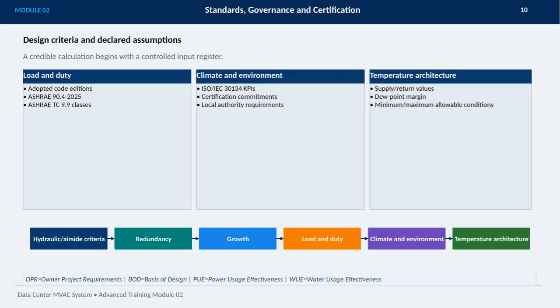In this module, we're focusing on the critical elements of standards, governance, and certification for data center MVAC systems. A credible calculation starts with a controlled input register, ensuring all design criteria and declared assumptions are clearly defined. Key factors include understanding the load and duty requirements, based on adopted code editions such as ASHRAE 90.4-2025 and ASHRAE TC 9.9 classes.